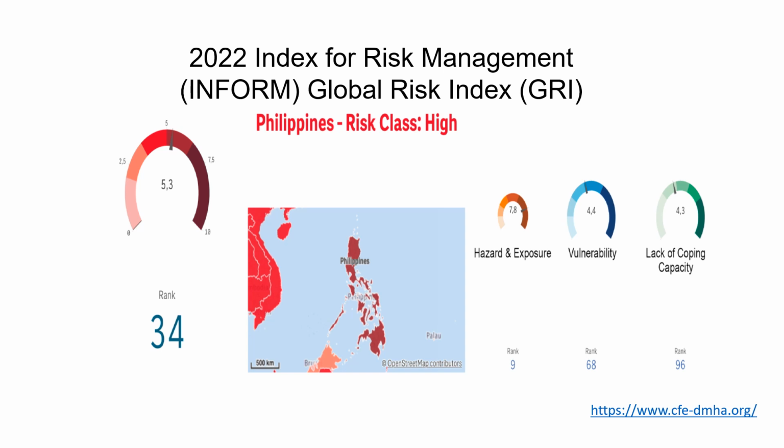In the 2022 INFORM Global Risk Index, the Philippines has an overall risk of 5.3 over 10, which INFORM categorizes as high risk. The hazards and exposure dimension score takes into account a combination of both natural and human hazards, and the Philippines was rated 7.8 over 10. The vulnerability dimension score was 4.4 over 10, and the lack of coping capacity dimension score was 4.3 over 10.